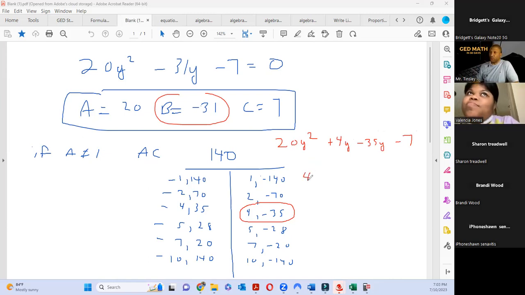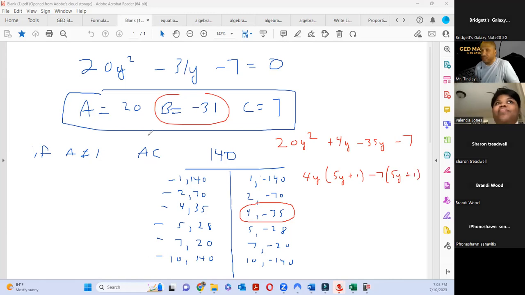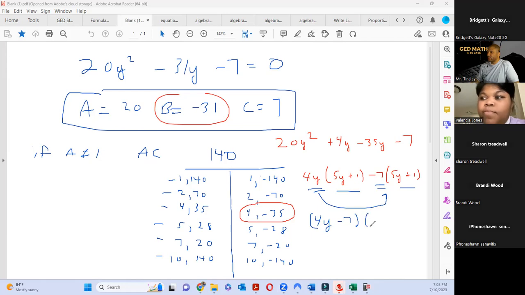Here I'm going to pull out a 4y, because look at the 4 and the 20. The highest number I can pull out is a 4, and the highest variable is y. So I'm going to have 5y plus 1. Here I'm going to do the same thing and pull out a negative 7, and I get 5y plus 1. If you notice, you have a common factor of 5y plus 1, so I can combine these two. We get 4y minus 7 times 5y plus 1.